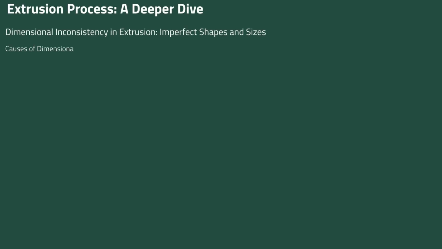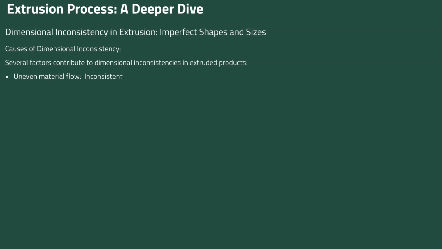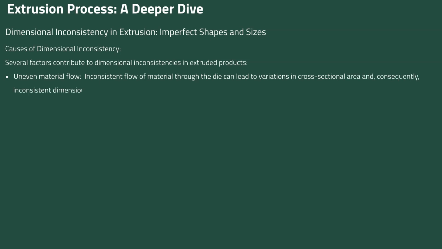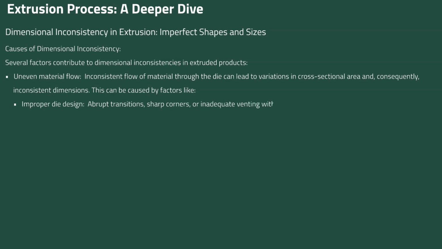Causes of dimensional inconsistency. Several factors contribute to dimensional inconsistencies in extruded products. Uneven material flow: inconsistent flow of material through the die can lead to variations in cross-sectional area and, consequently, inconsistent dimensions. This can be caused by factors like improper die design, abrupt transitions, sharp corners, or inadequate venting within the die, which can disrupt smooth flow.